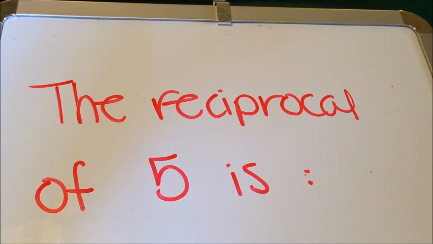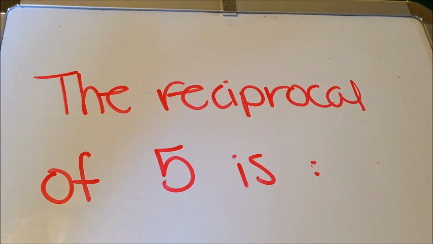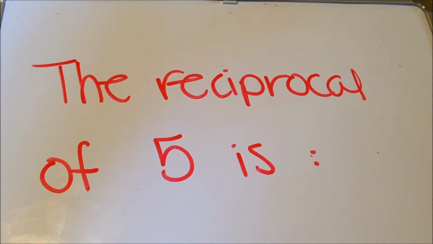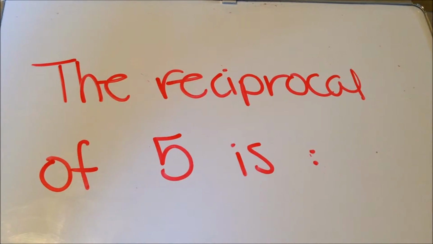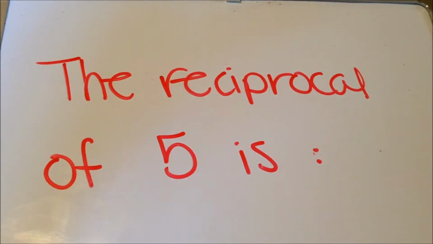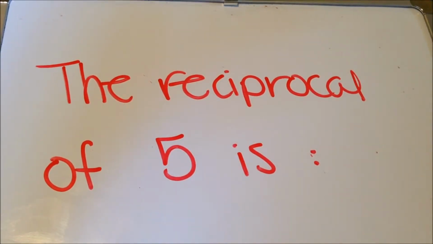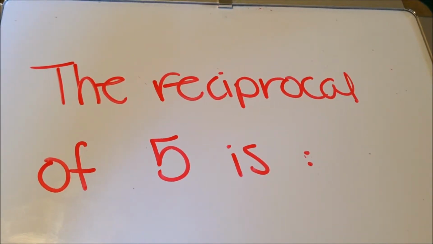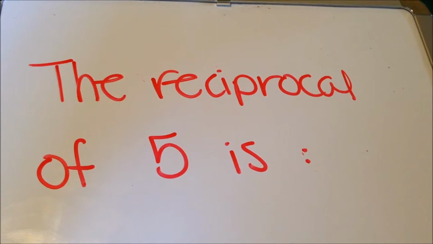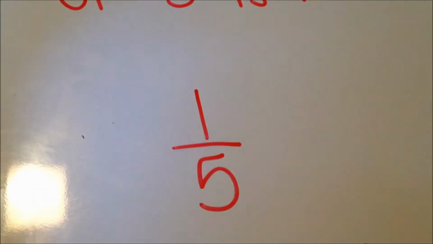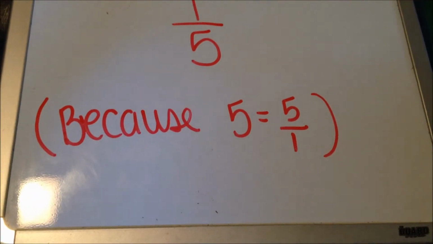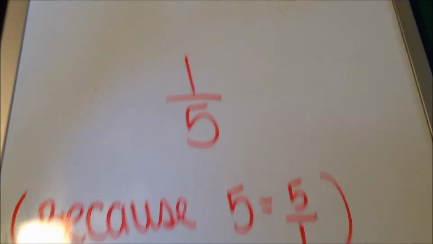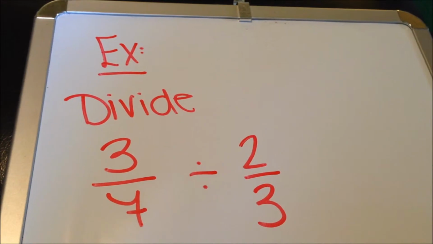What happens if I ask you to find the reciprocal of a whole number? For example, what is the reciprocal of 5? Remember that any whole number, or any integer I should say, can be written as a fraction by placing it over 1. So technically the number 5 is 5/1, so the reciprocal of 5/1 would be 1/5. So like I said, because 5 is equivalent to 5/1, the reciprocal of 5 is 1/5.